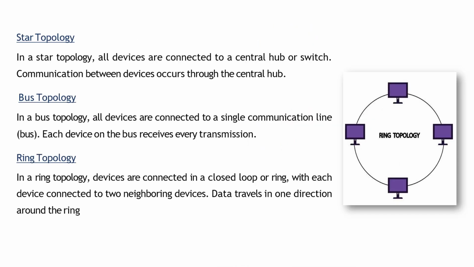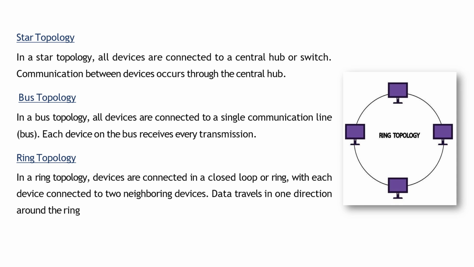Star topology. In a star topology, all devices are connected to a central hub or switch. Communication between devices occurs through the central hub. Bus topology. In a bus topology, all devices are connected to a single communication line. Each device on a bus receives every transmission.